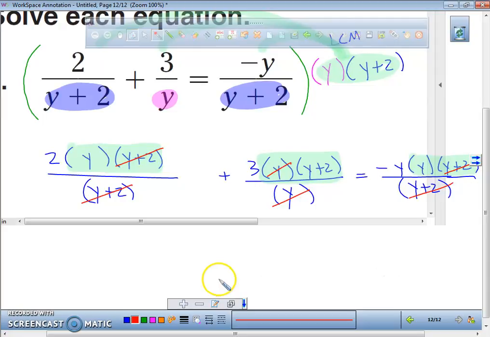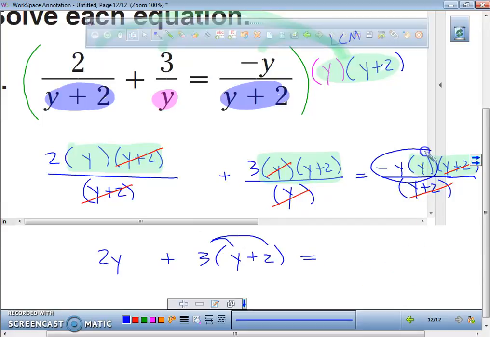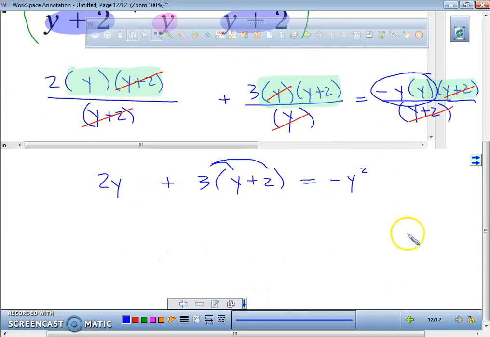All right? So what do we have left now? 2y. We have 2y plus 3y plus 2. But notice, I'm making sure I keep it in parentheses, Ryan, so eventually I can distribute. Now this is where students sometimes pause. They're like, I've got a negative y and a positive y, and I'm multiplying them together, not adding them. Nope. Negative y squared? Yes. A negative y times a y is a negative y squared.